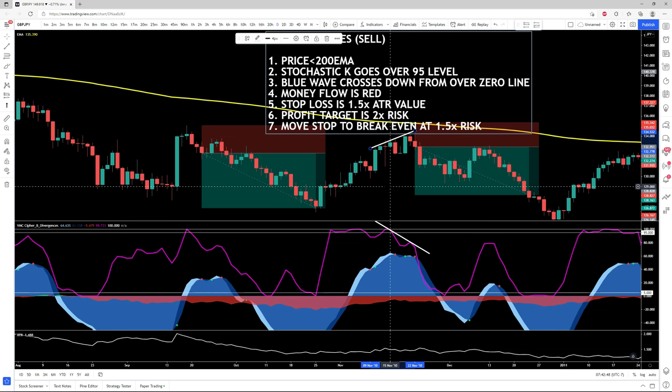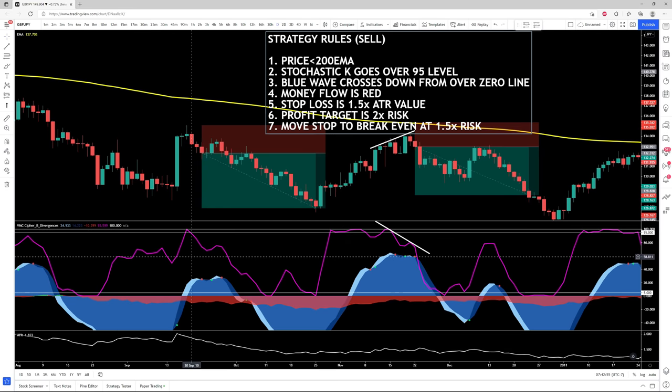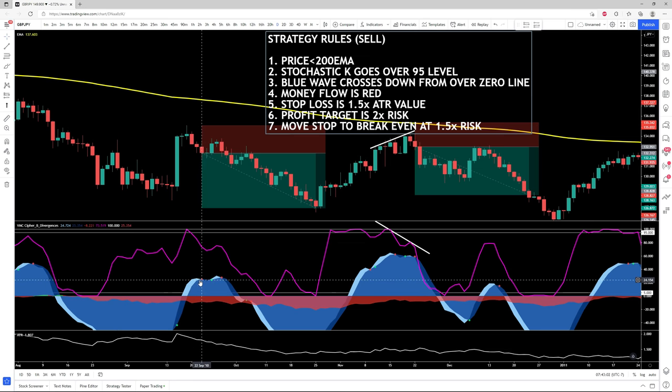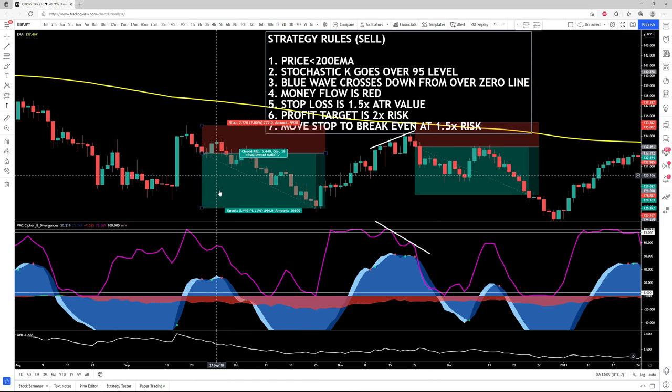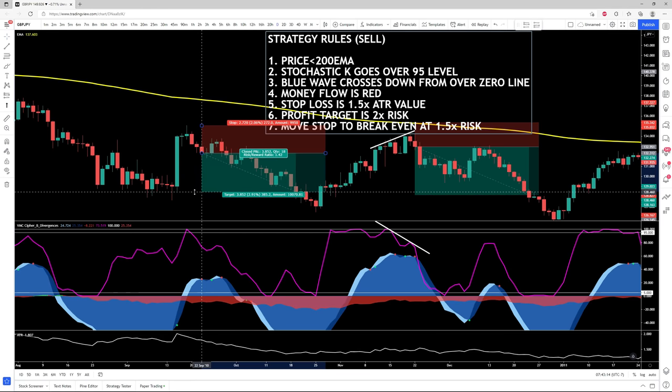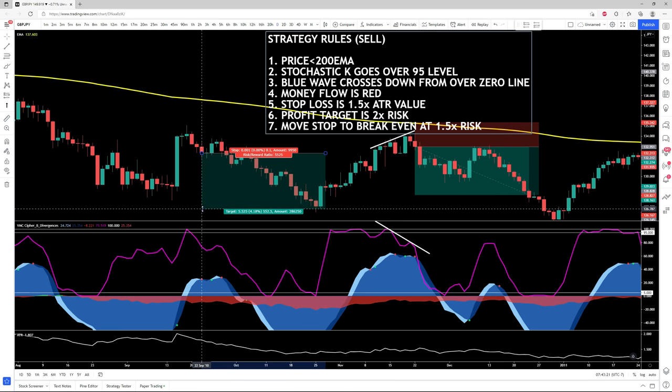But the basic rules are, as I'm going to be testing it, right here, you see that stochastic K goes above the 95. Then we get that cross down on the blue waves from over the zero line. Money flows in the red, under the 200 EMA, and stop loss 1.5 times the ATR, targeting 2 times the risk. Stop would be moved to break even once price goes 1.5 times the risk. Okay, so right there, stop goes to break even and continue targeting 2 times the risk.